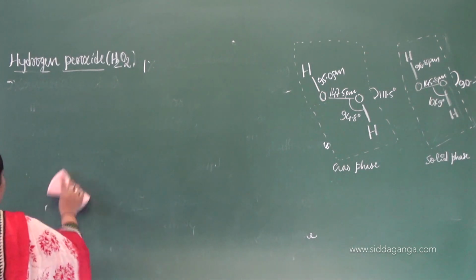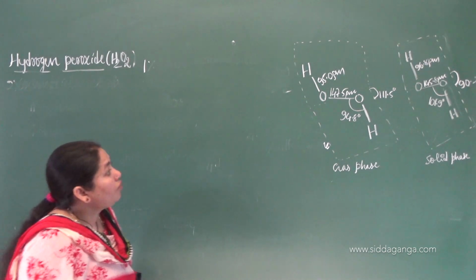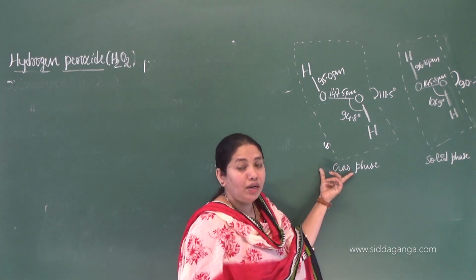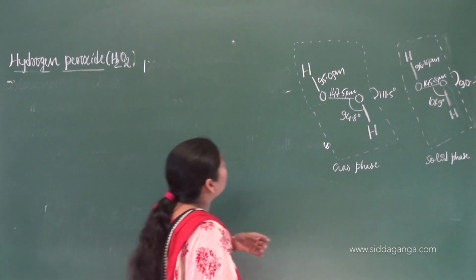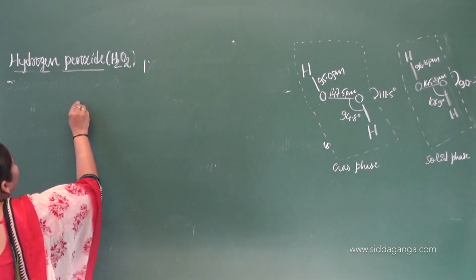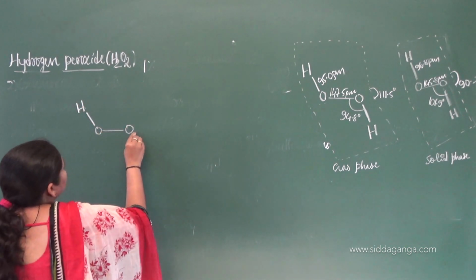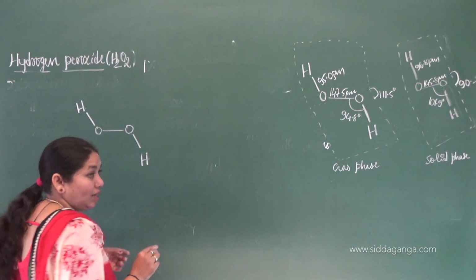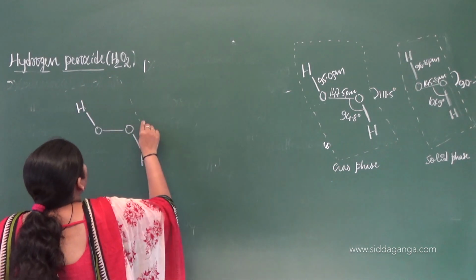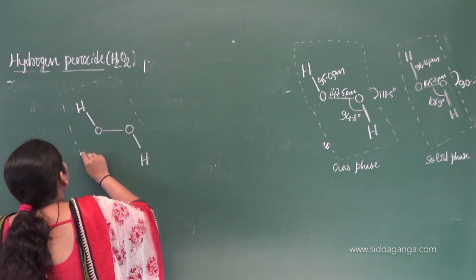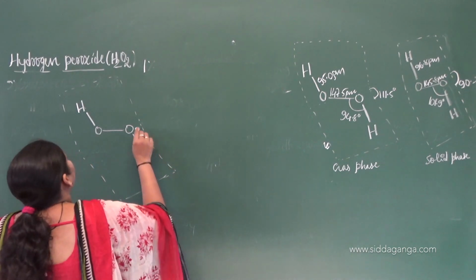So with that, let us move on to the structure of hydrogen peroxide. If you look at the structure of hydrogen peroxide in the gaseous phase as well as the solid phase, let me write here. Hydrogen peroxide has a non-planar structure. All the atoms present in hydrogen peroxide are non-planar in nature.